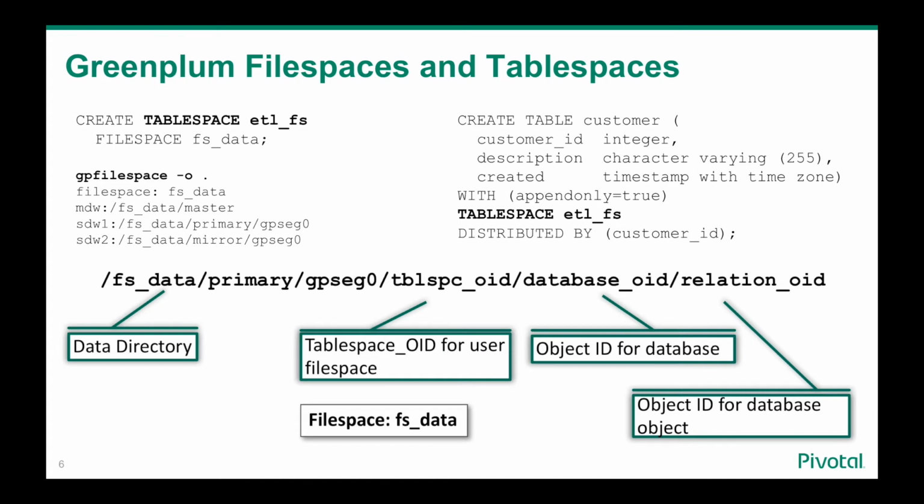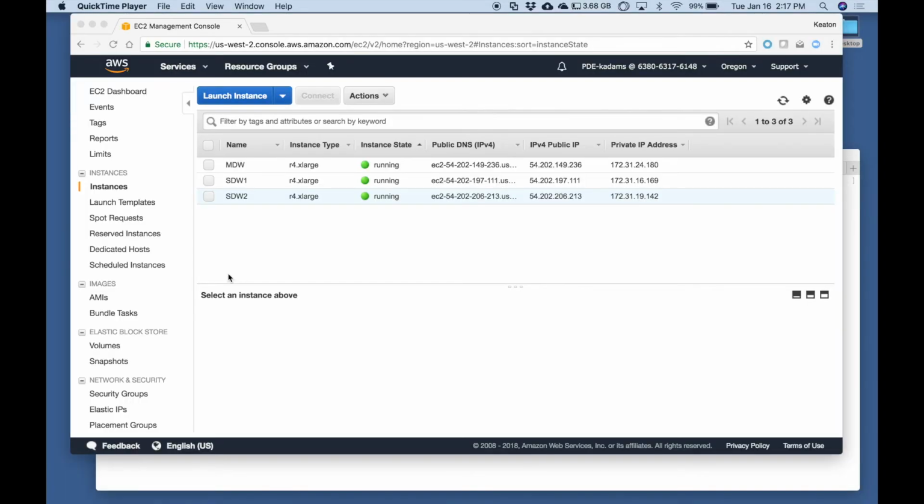From there, the tablespace name can be used when creating objects such as tables and indexes in the database. For this demo, a 3-node Greenplum cluster was created in Amazon. The servers were configured with both throughput optimized and cold hard disk drive EBS volumes.